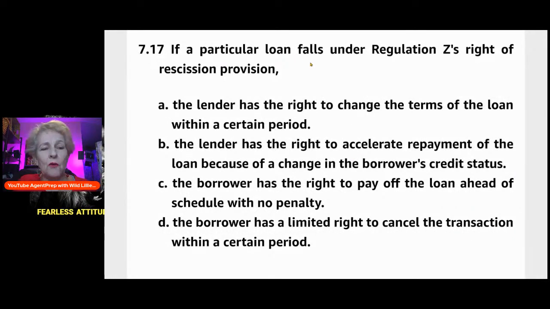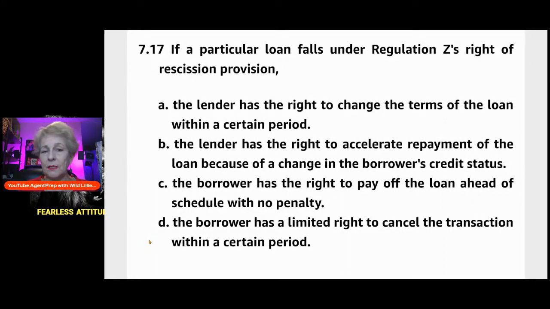So if a particular loan falls under Regulation Z's right of rescission provision, rescission, the lender can pull it back, or the buyer can cancel. A, the lender has the right to change the terms of the loan within a certain period. B, the lender has the right to accelerate repayment of the loan because of a change in the borrower's credit status. C, the borrower has the right to pay off the loan ahead of schedule with no penalty. Or D, the borrower has a limited time to cancel the transaction within a certain period.